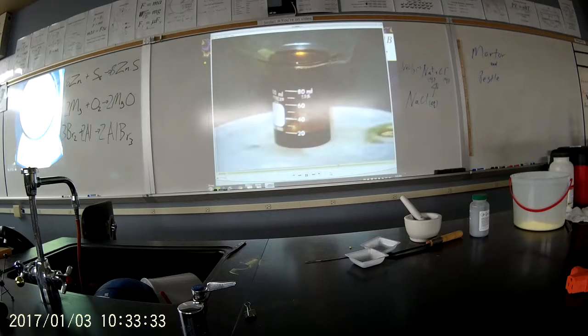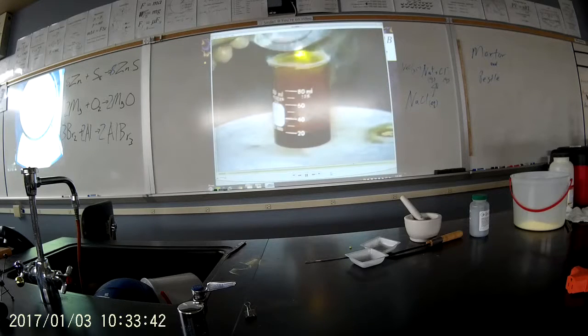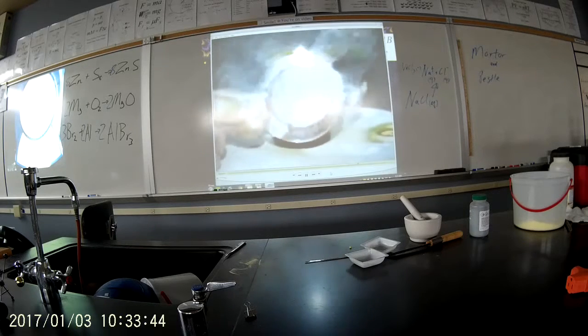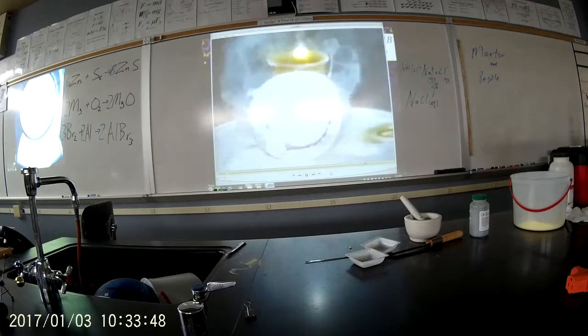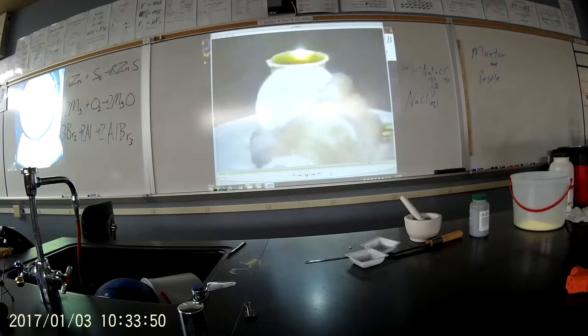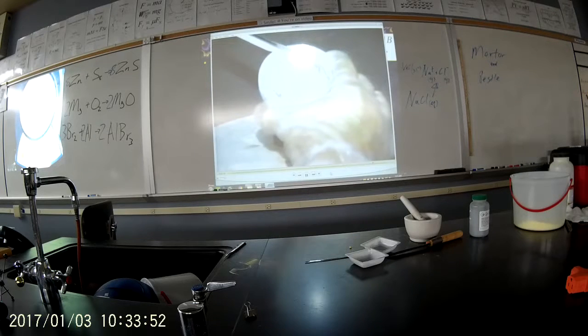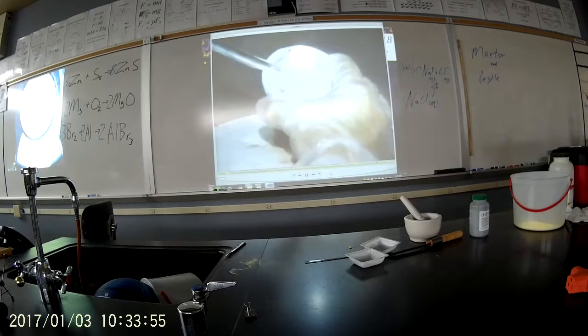Eventually, all the aluminum has reacted. Lifting the watch glass, we can see the white aluminum bromide that has sublimed on the surface, and also aluminum bromide vapor condensing to solid. Here, we are scraping the solid aluminum bromide formed in the reaction.